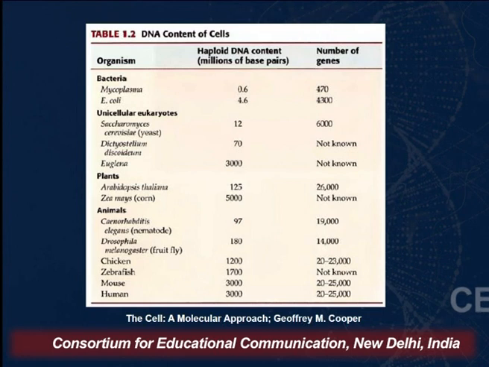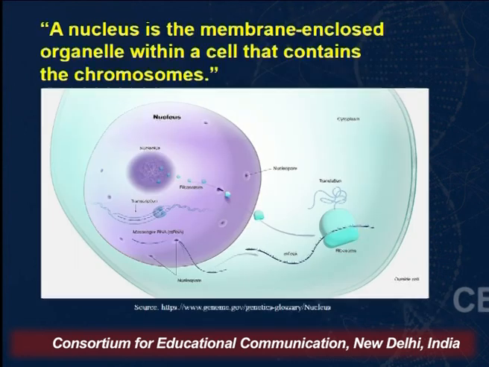Now this particular table is showing the DNA contents of the cells. So in the bacteria, various prokaryotes, then comes the unicellular eukaryotes, the plants, animals. We can see over here the haploid DNA content as well as the number of genes present within these particular organisms.